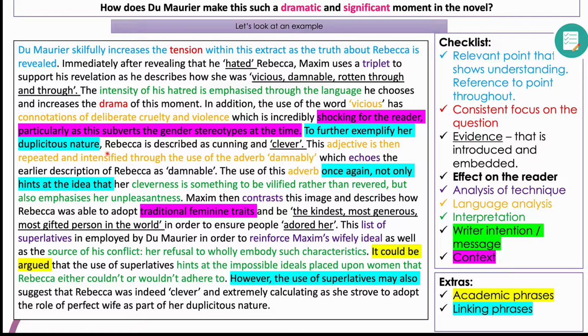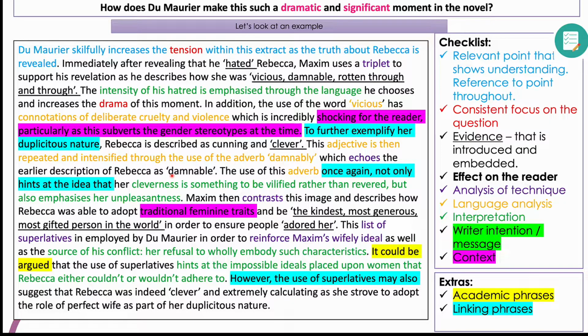To further exemplify her duplicitous nature, so I've now got a linking phrase. I'm transitioning into my next point. Rather than it seeming like I've just got random points that I'm trying to shoehorn together, I want a nice, easy transition that links. Rebecca is described as cunning and clever. Again, got my embedded evidence. This adjective is then repeated and intensified through the use of the adverb damnably. So now I've got my focus on language, but if I've mentioned that it's repeated, then I've also got a reference to a technique here, which echoes. So again, I'm naming a technique. It echoes the earlier description of Rebecca as damnable.